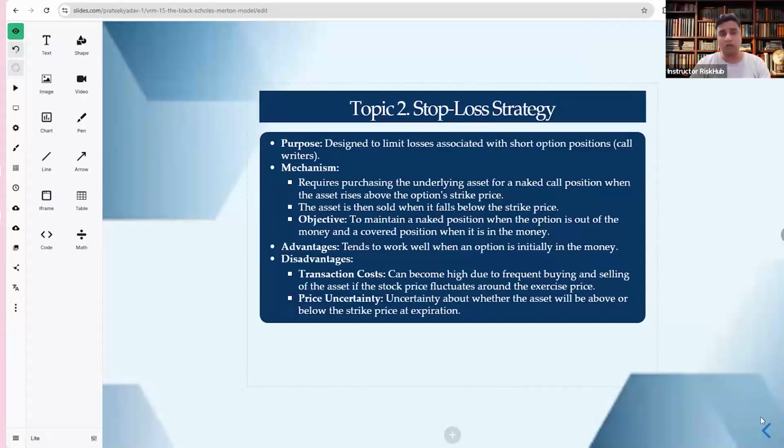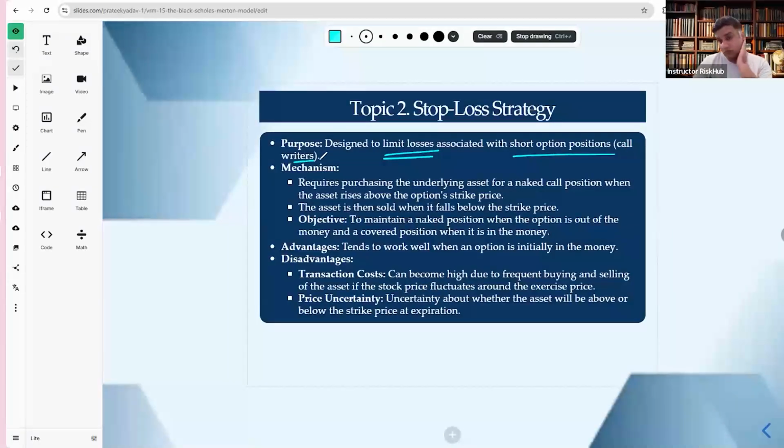This is easy. Then this is the stop loss strategy. It is designed to limit losses associated with the short options call writer. The idea is, if the stock is going up, what do you do? It requires purchasing the underlying asset for a naked call position when the stock price rises.